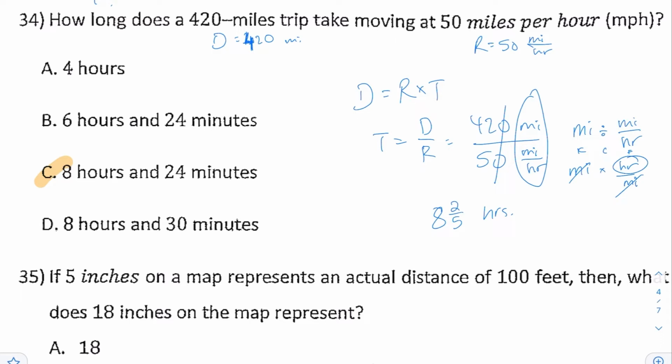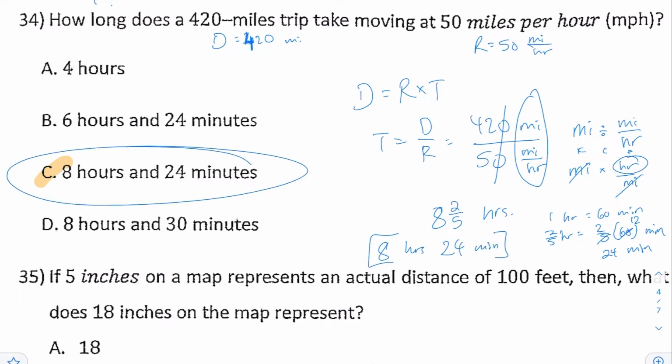So once you have 8 and 2/5 hours, you have to figure out how much that is. If you know that 1 hour is 60 minutes, then 2/5 of an hour will be equal to 2/5 of 60 minutes. And 60 and 5 cross cancel to form 12, and 2 times 12 is 24 minutes. So this will be 8 hours, 24 minutes. And that will be choice C.